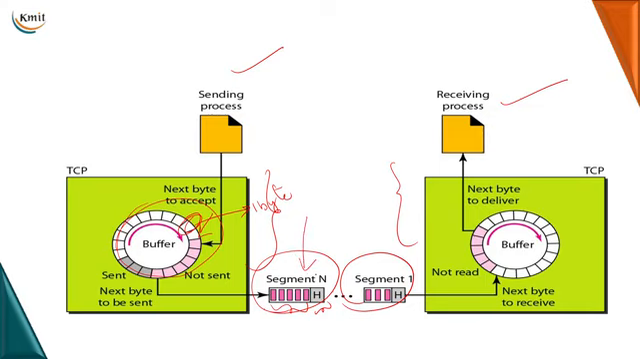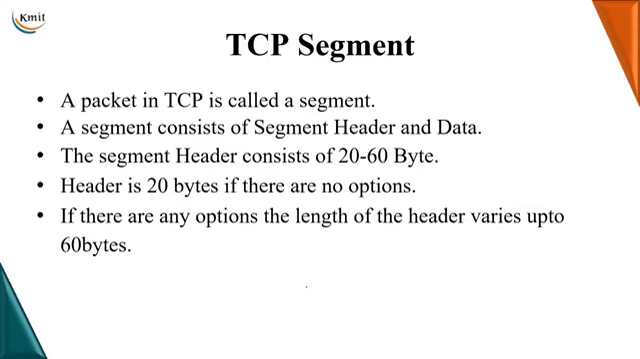So every segment consists of the header and the data. We will learn about the segment format now. In UDP, we called it a user datagram. Here we will call it a TCP segment. So a packet in UDP is a user datagram, but a packet in TCP is called a segment. A segment comes in two parts, consisting of the header and the data. The header size is variable. It can be as small as 20 bytes and as large as 60 bytes.